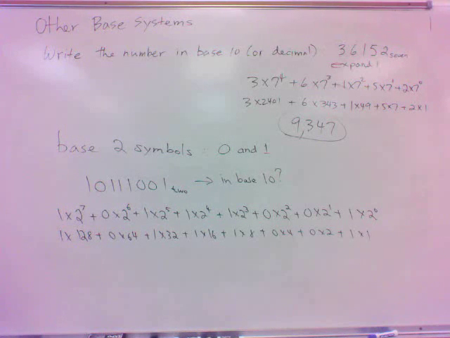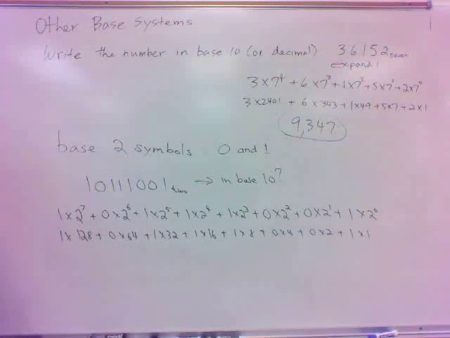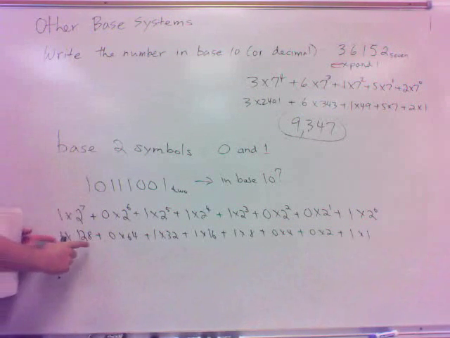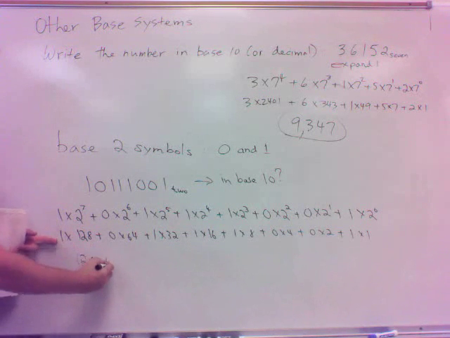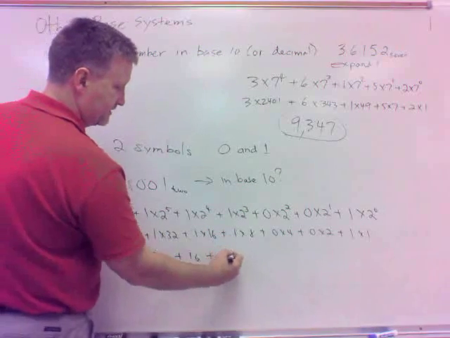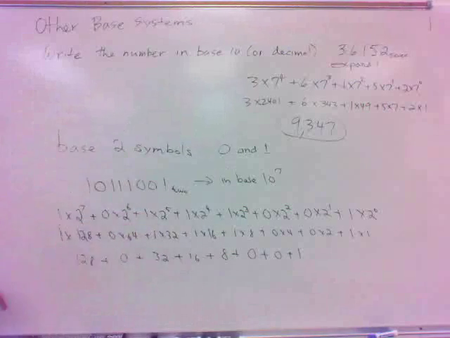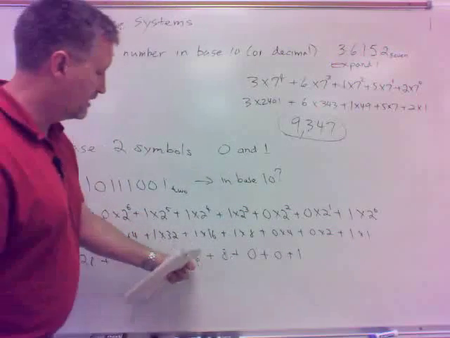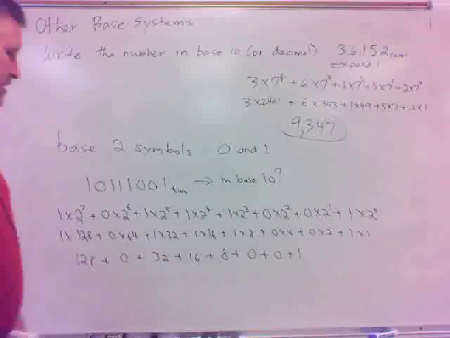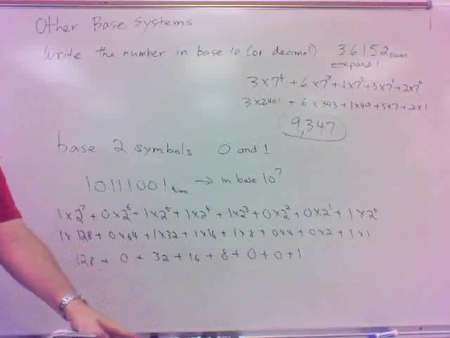Well, also you might note, since we have a lot of zeros there, some of these are just 0. This will be 128, but that'll be 0. That'll be 32. That'll be 16. That'll be 8. That'll be 0. That'll be 0. And that'll be 1. So there's a lot of them that zero out. So we actually just have 128 plus 32 plus 16 plus 8 plus 1, which would be how much?